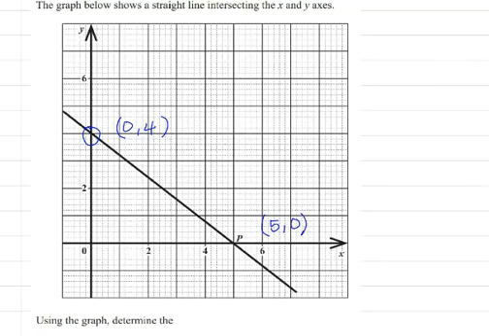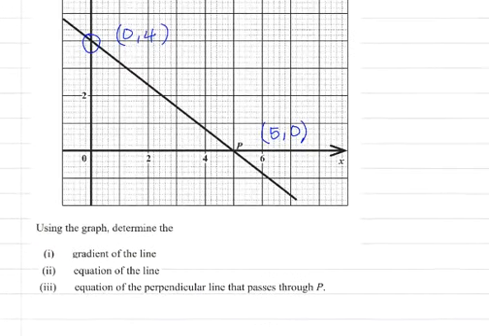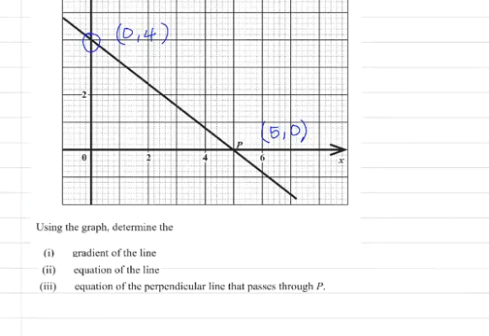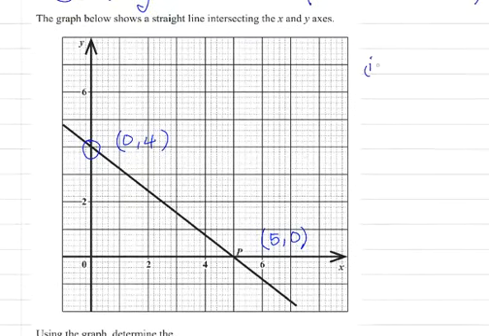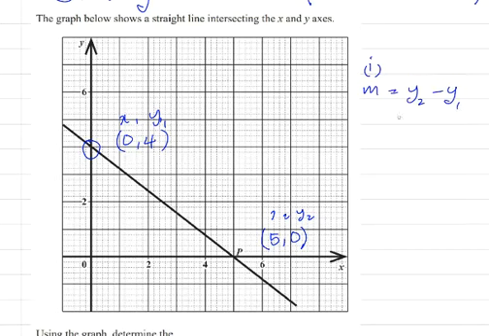All right. So the first thing we're asked to do is, using the graph, determine (i) the gradient of the line. That's not hard. So let's put stuff here. (i), we're asked to find the gradient of the line. I can call this point x1, y1, and I can call this point x2, y2. Now m, the gradient, would be equal to y2 minus y1 over x2 minus x1.